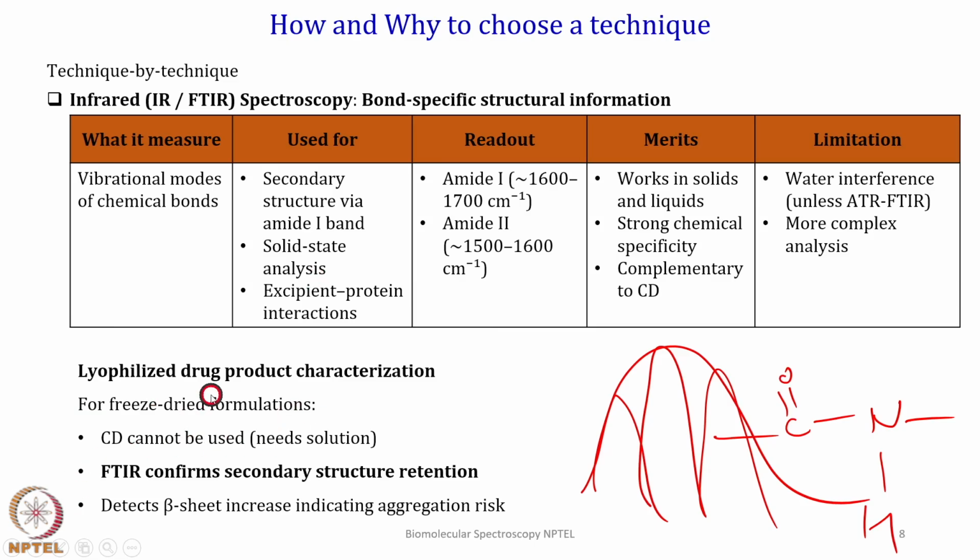For CD it has to be reconstituted in liquid state, but FTIR can do it. You just mix with a KBr pellet, record the spectrum, and you can detect the secondary structure. If it detects more beta sheet, that means the freezing, drying, or storage has changed the secondary structural conformation, and that will lead to aggregation risk.